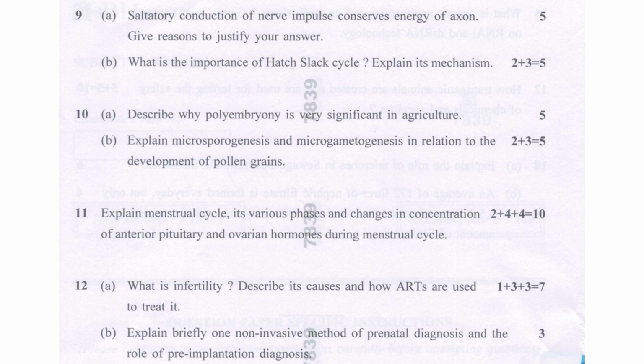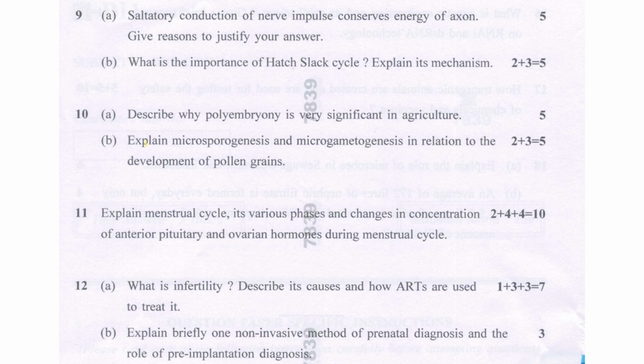Next question is question number 9, and part A: saltatory conduction of nerve impulse conserves energy of the axon. Give reasons to justify your answer. Now for part B: what is the importance of the Hatch-Slack cycle, and explain its mechanism. Now question number 10, part A: describe why polyembryony is very significant in agriculture. Question number 10, part B: explain microsporogenesis and microgametogenesis in relation to the development of pollen grains.